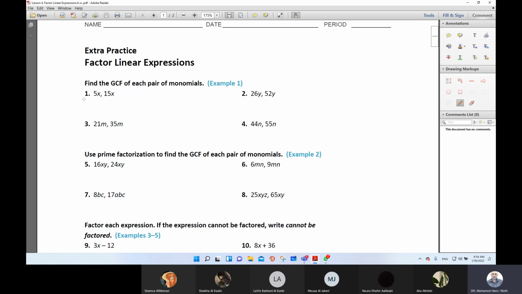I want all of you to write the first expression, then please try to solve it, then tell me what your answer is. Start, please.